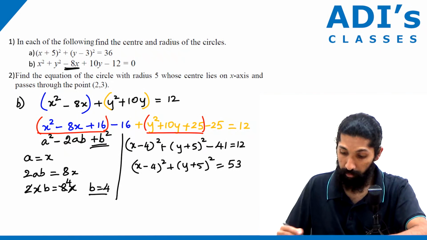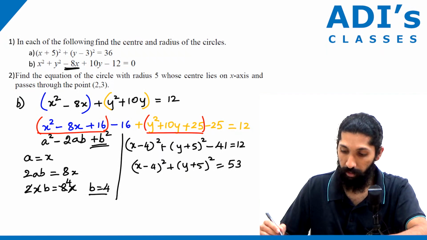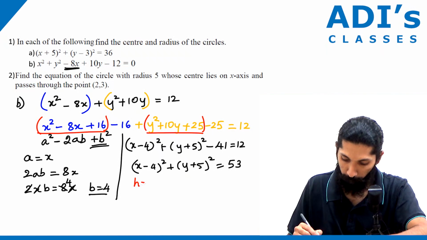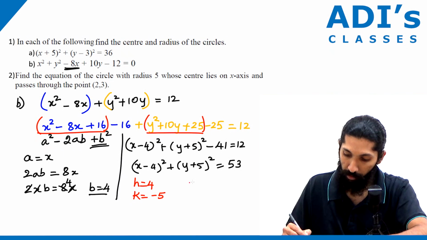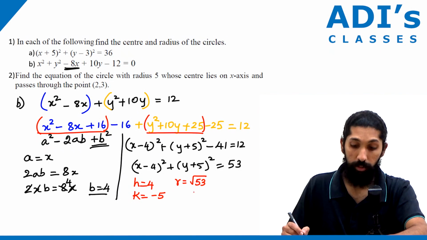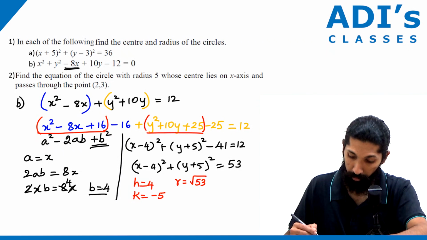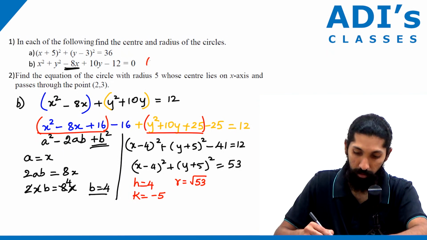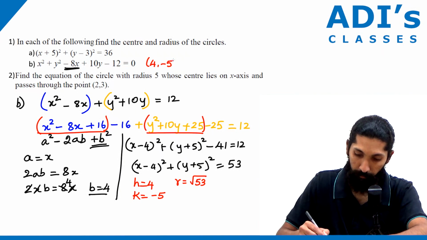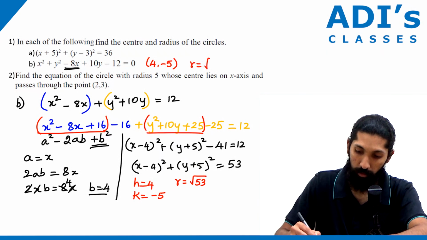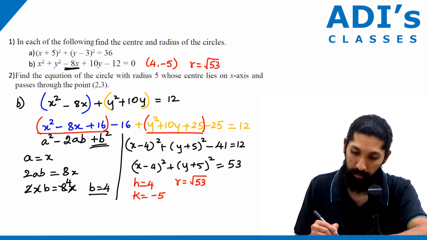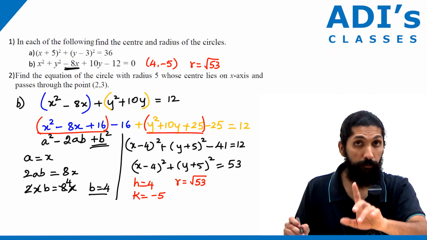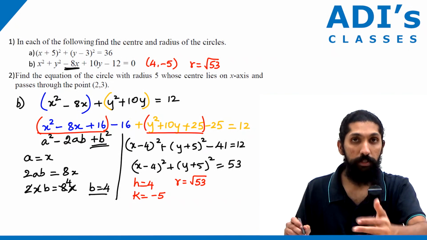Correct? That means, what is the value of h and k here? The h value becomes 4, k value becomes minus 5, and the radius becomes square root of 53. Got it? So the center for the second one is going to be 4 comma minus 5, with a radius of root 53 units. This is the answer for the first one. Now we'll look into the second question.